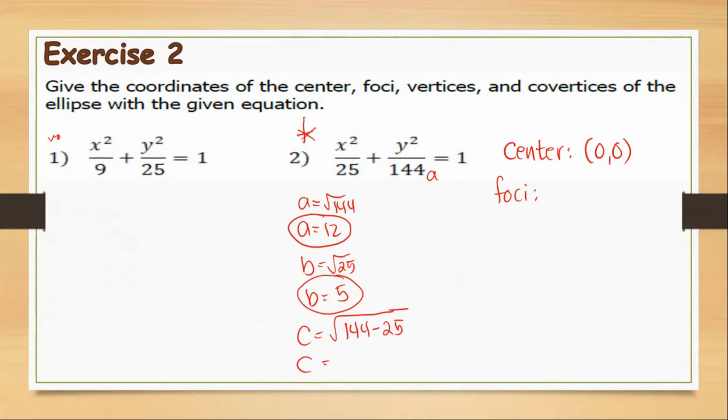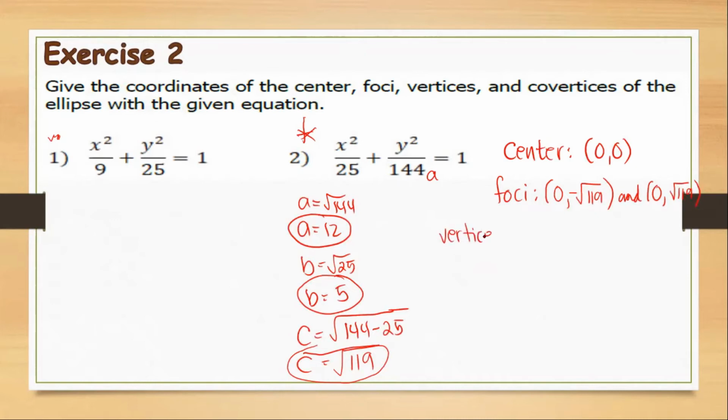How much is that? 144 minus 25 is 119. So we have square root of 119. Do we have a square root for that? I think there is none. So let's just put it like this. And so our foci, since we have the principal axis at y here, we have the foci 0, negative square root of 119, and 0, square root of 119. This is for the foci.